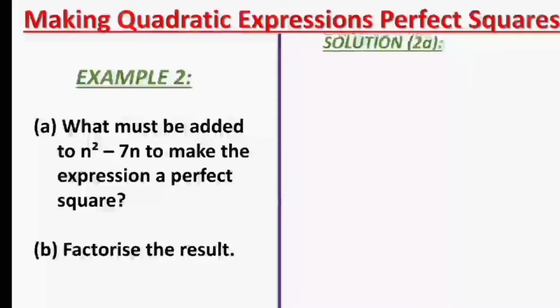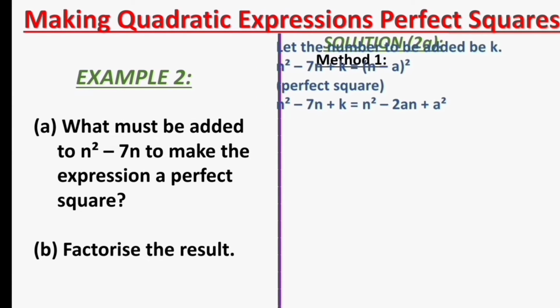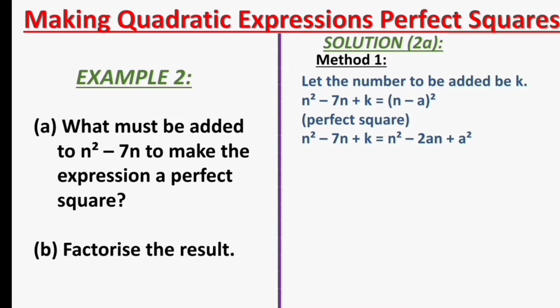For the solution to question 2a, we are going to solve using two methods once again. For method 1, let the number to be added be k. That means n squared minus 7n plus k is equal to (n minus a) all squared. Here we are using (n minus a) all squared because the question says n squared minus 7n.